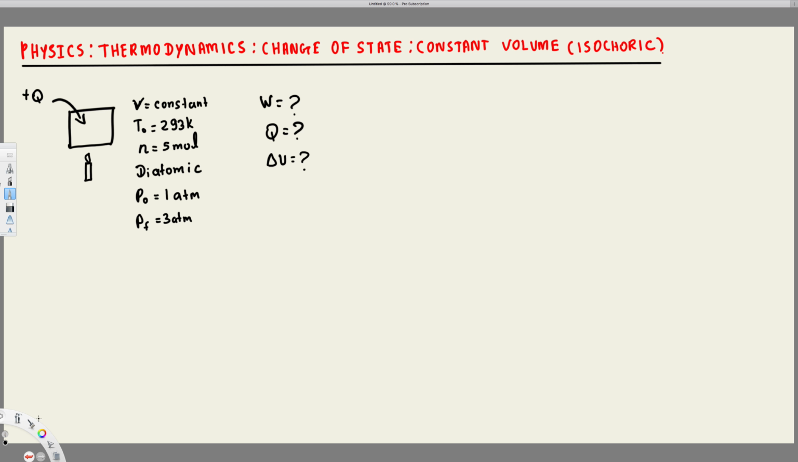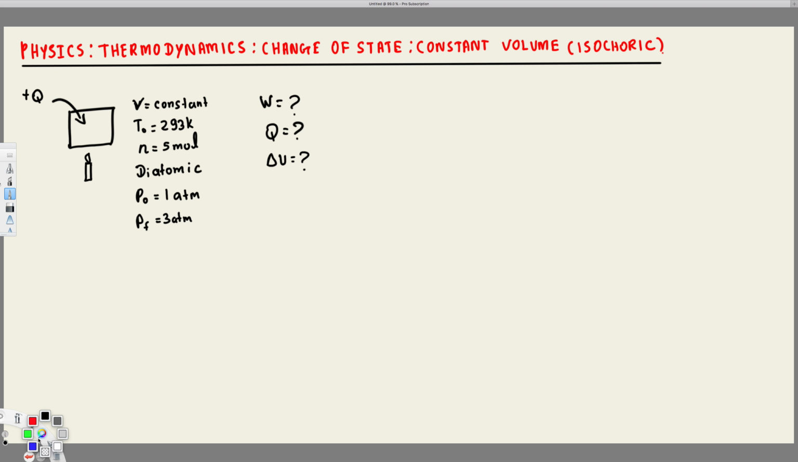Let's do this problem right here. The question is asking to find the work, Q heat, and the delta U change in internal energy. And they are saying they are adding heat to the system and the volume is constant. So if the volume is constant, this is an isochoric or isovolumetric process. It means volume is constant, right?